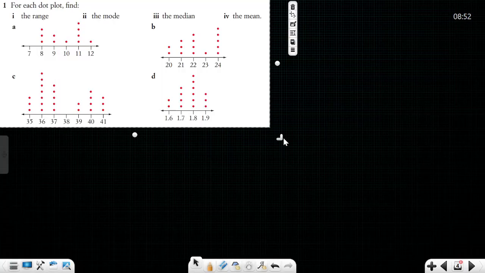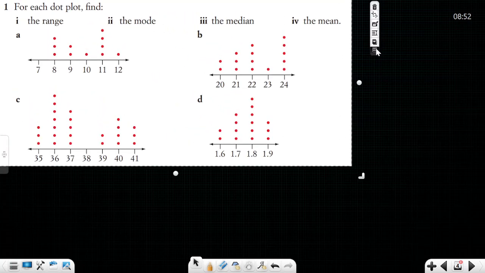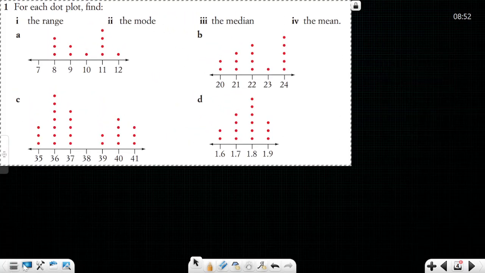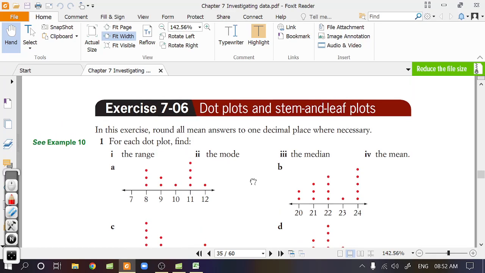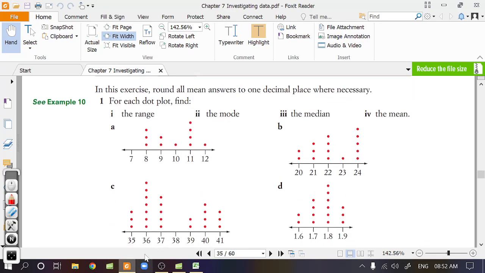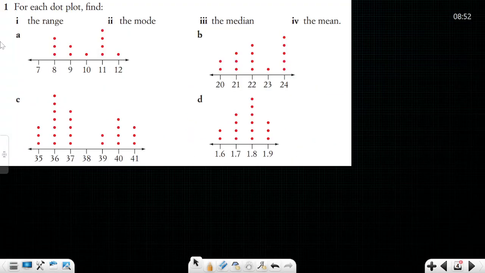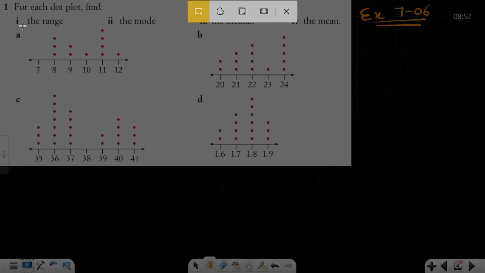This is a question from exercise 706. Let us do all the 4 questions, we'll get clarity. So, Akshita, for the first one, let's take the first diagram separately.